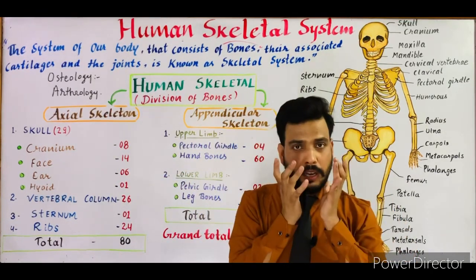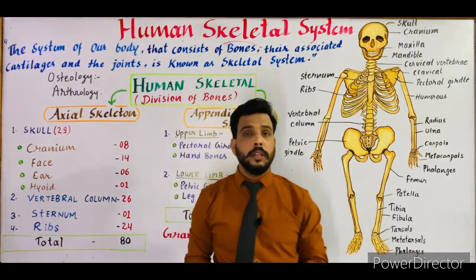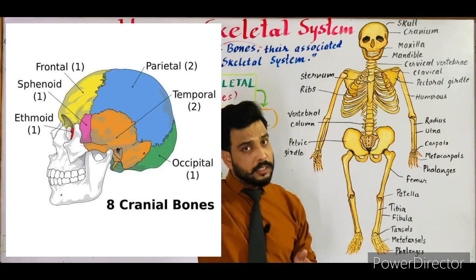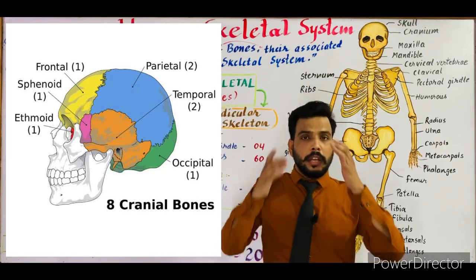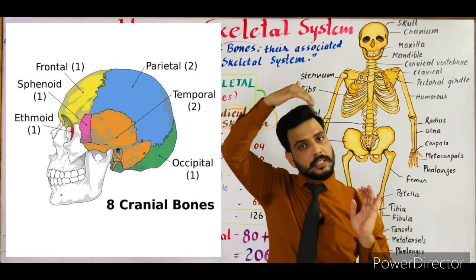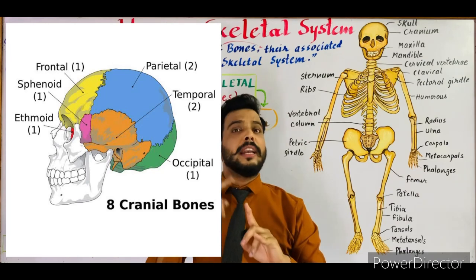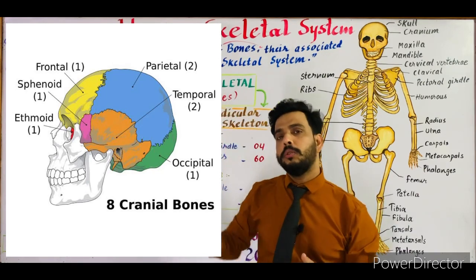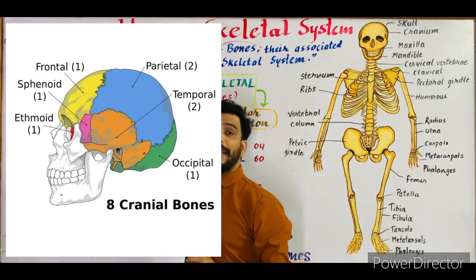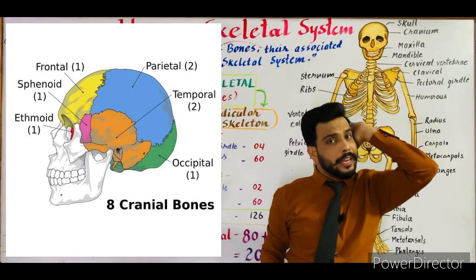So this is the skull and it consists of these parts. Number one, cranium. The part of the skull that protects the brain is known as the cranium. As you can see, the bone that surrounds the brain is known as the cranium. Inside the cranium, the cranial cavity is present, as we all know. So the cranium consists of a total of 8 bones.